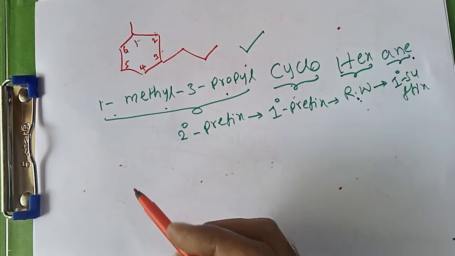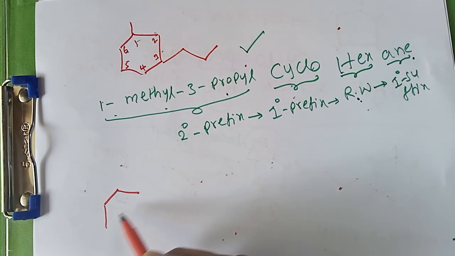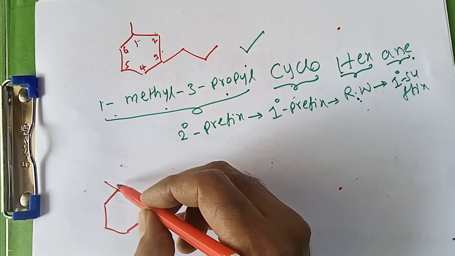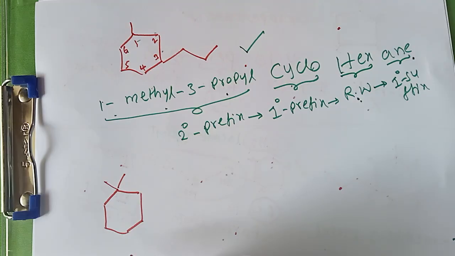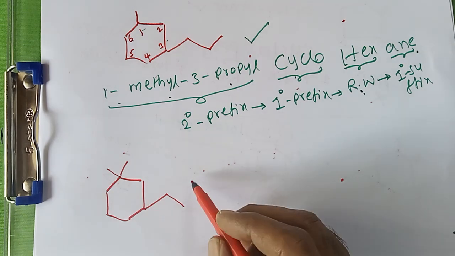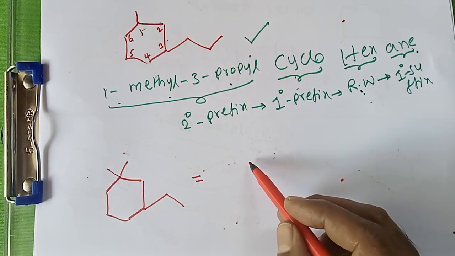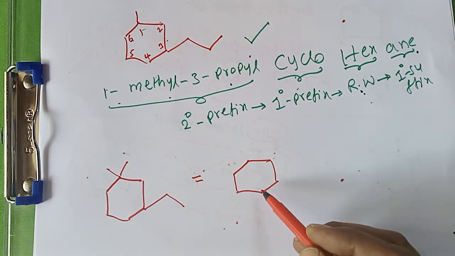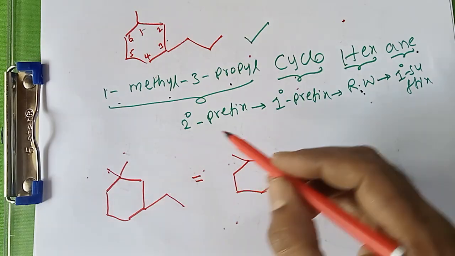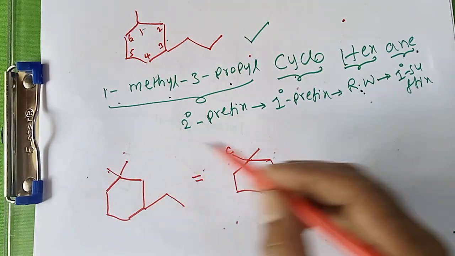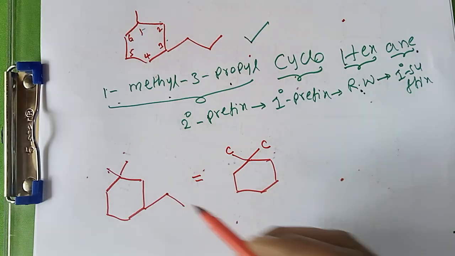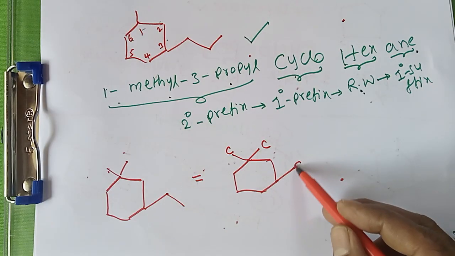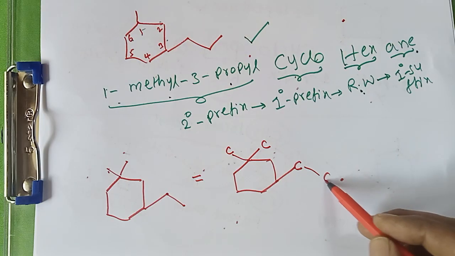Next, here is a cyclic ring, we take the cyclic ring. Next, there are 2 lines like here. This is important. First it is converted into the complete structure. This is the bond line structure only. This line means C, this line means C, and this turning, the corner, means C, and the end point means C.